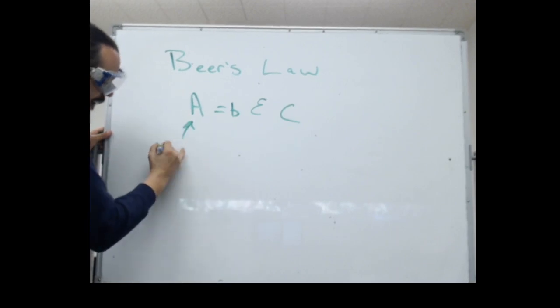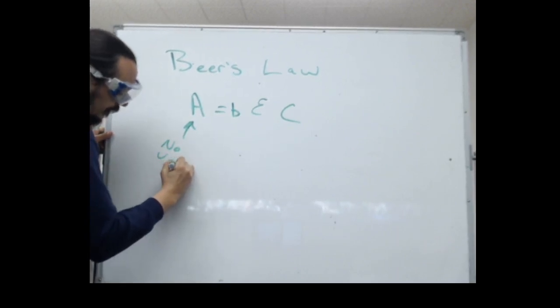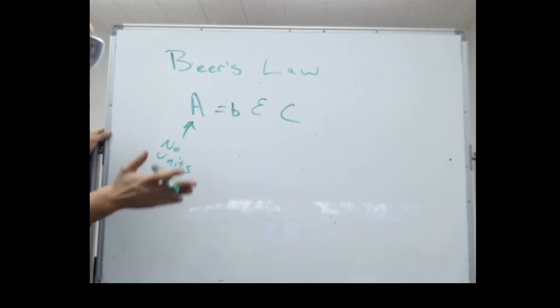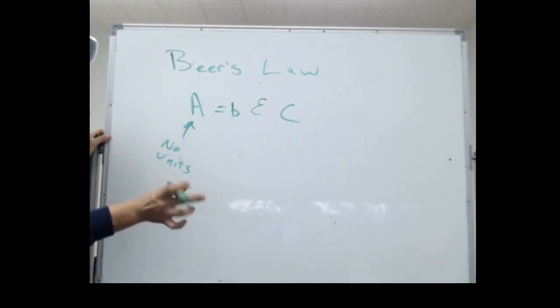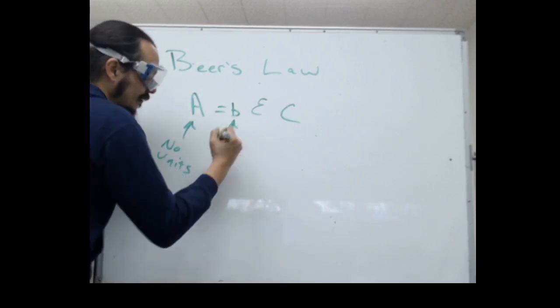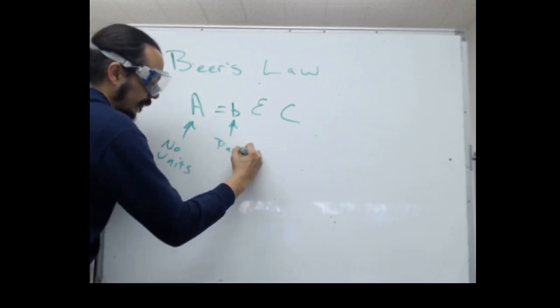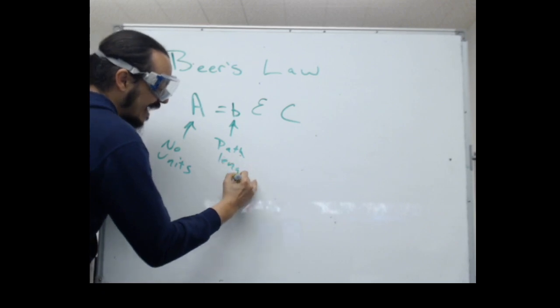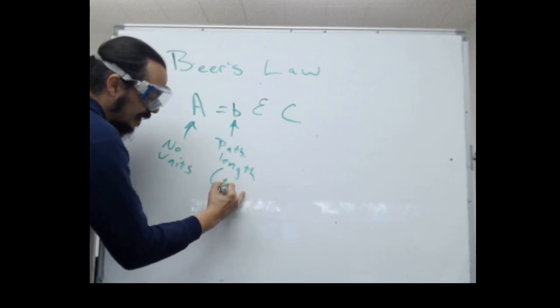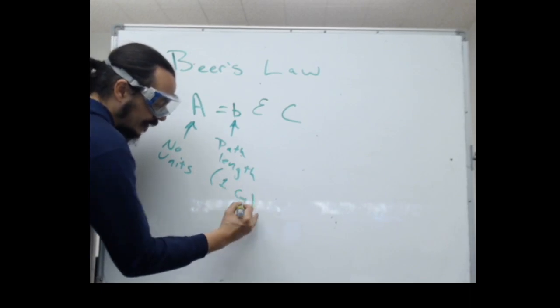Absorbance has no units. It's a ratio of the intensity of the light before the sample and the intensity of the light after the sample. And because it's a ratio, you end up with no units. B is path length. And in most experimental cases, it's going to be 1 centimeter.